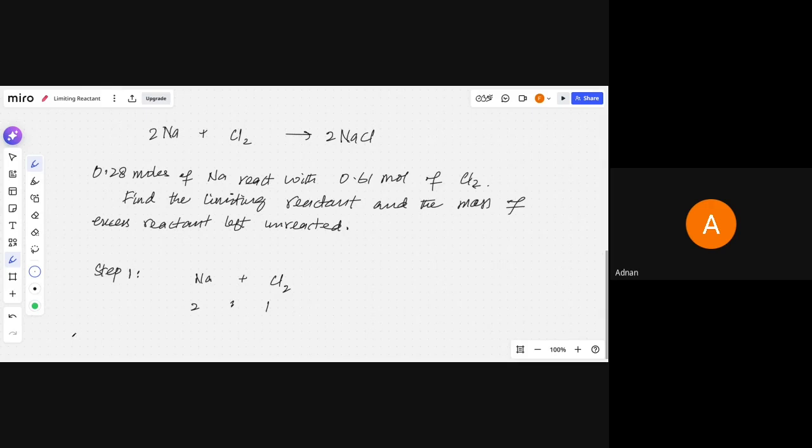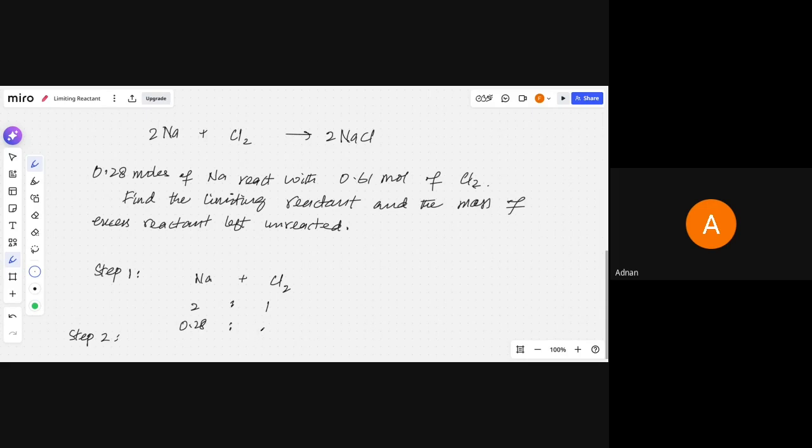But now in the question, they have changed the moles of both the reactants. As I said, the concept of limiting reactant arises when you don't respect the ratios in the balanced equation, right? So now we have changed the ratios, which may be the same, which may be not. So let's see. So 0.28. I'm going to write 0.28 moles of sodium here below this 2 from the balanced equation. And the moles of chlorine gas that are given in this question are 0.61.